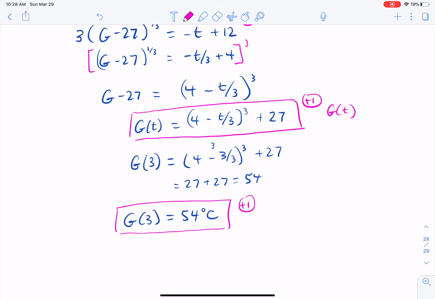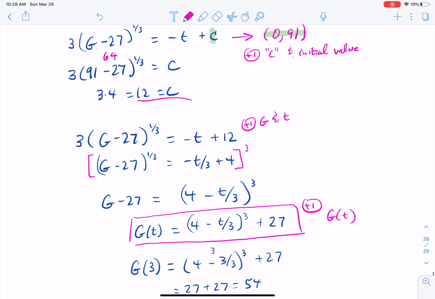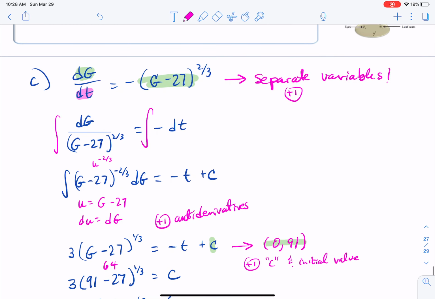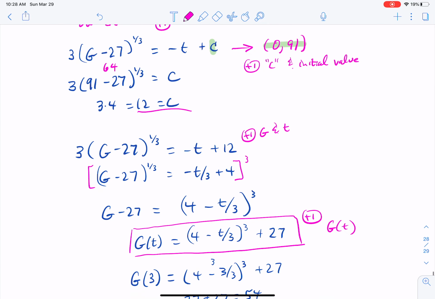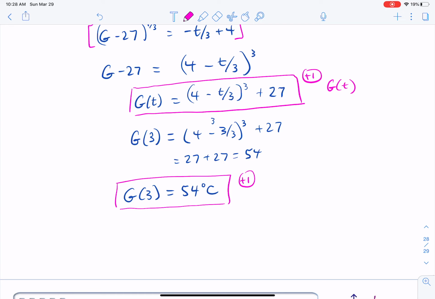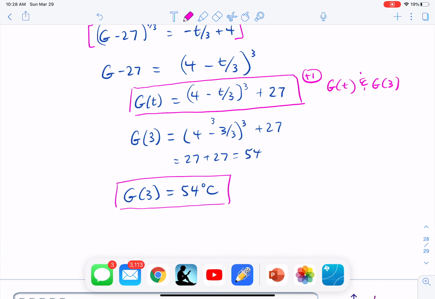And then your final point was your evaluation to get g of 3. Is that correct? I think that might be too many points. Let's see. 1, 2, 3, 4, 5, 6. Yeah, that is incorrect. So this final point for g of t, that was g of t and g of 3. Both of those were combined up to make one. The last point for that one.